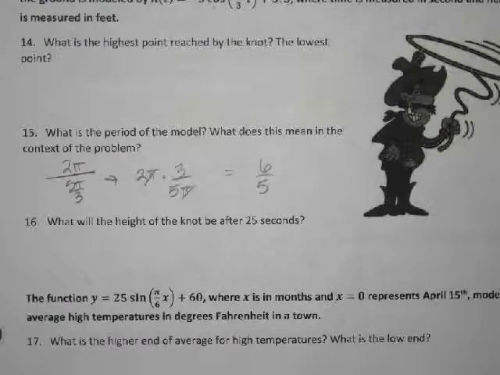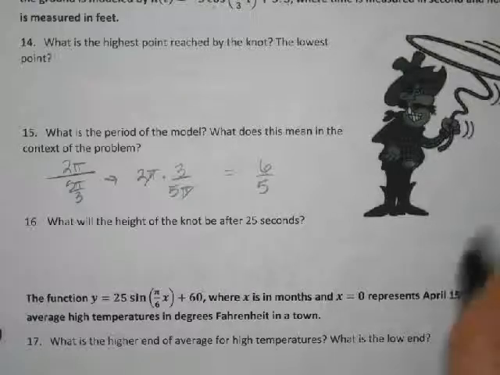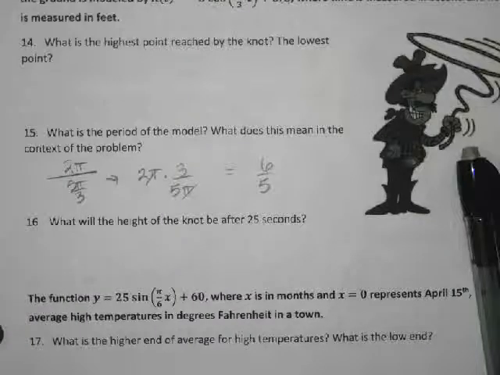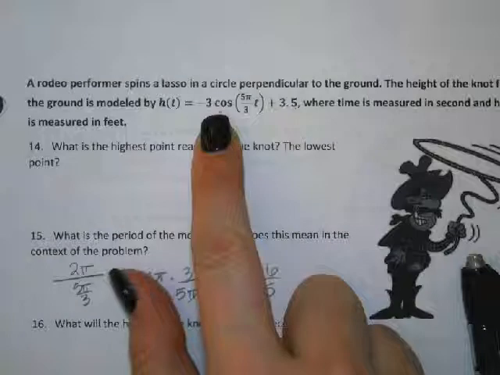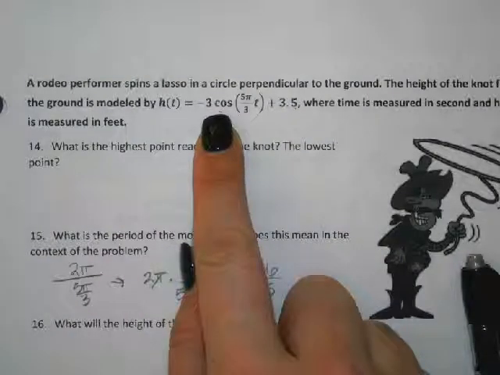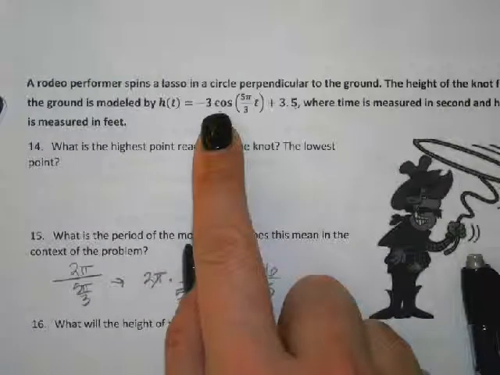The time it took for what? For the lasso to start at the bottom, get to the top, come back to the bottom again. Now, I know that it's starting at the bottom because this is a negative cosine graph, and negative cosine graphs start at the bottom, right? So I know that's how they're measuring the period. From the low point of the lasso to when it comes up in the air to when it goes back down again to its lowest point.